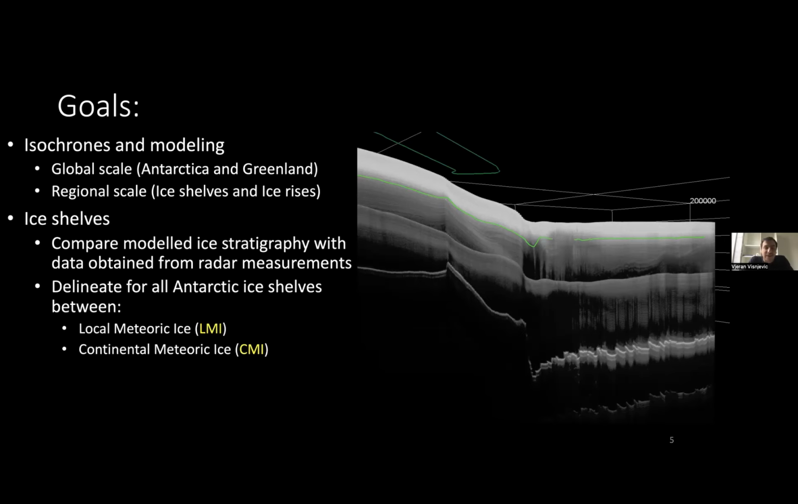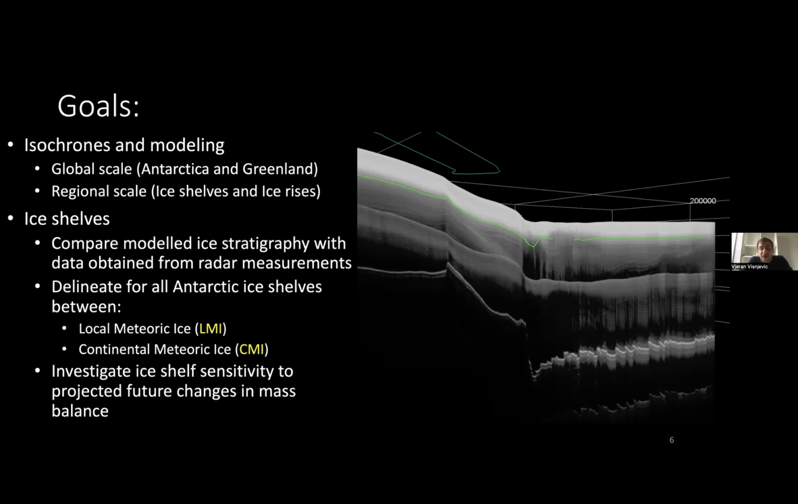And we will then delineate for all Antarctic ice shelves the difference between local meteoric ice, so ice formed on the shelf directly, and continental meteoric ice, which is ice flowing from the continent into the ice shelf. And in that context, we will discuss and investigate ice shelf stability and sensitivity to projected future changes in mass balance over the continent and over the ice shelf part of Antarctica.